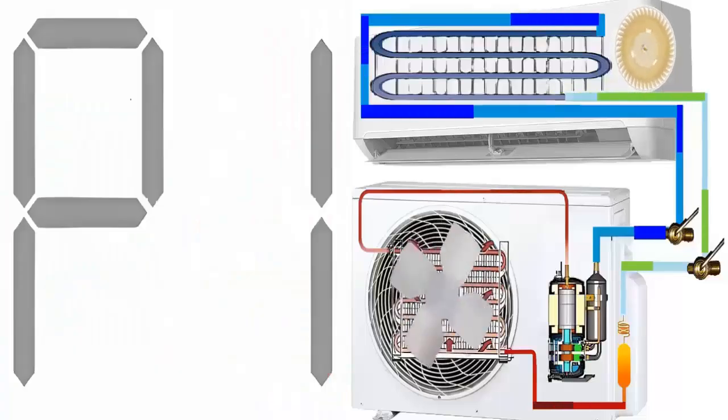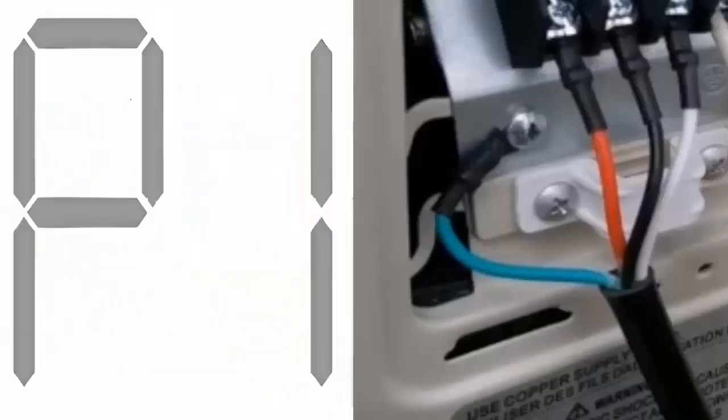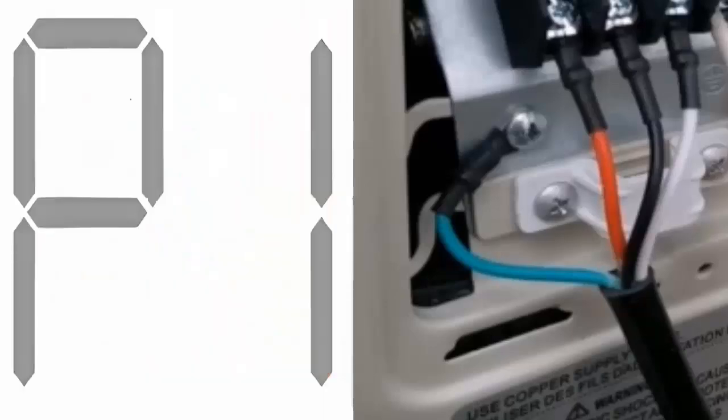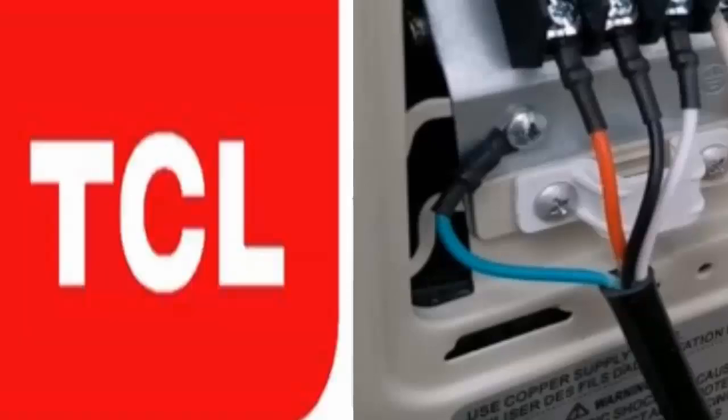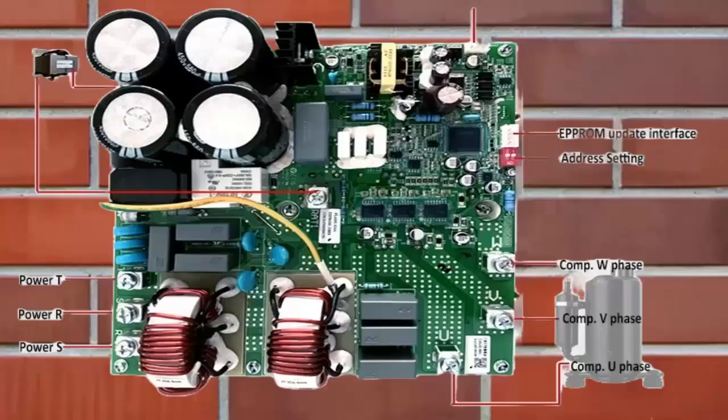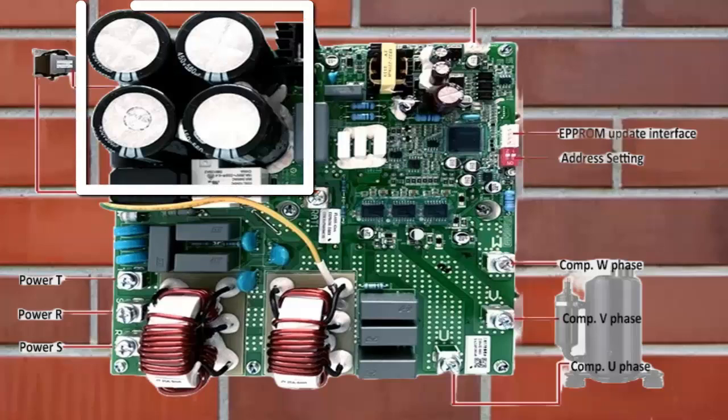5. Ensure that the power supply electrical connections are firm and in good condition. 6. If everything seems to be in order, check the outdoor unit's electronic board. Perform a visual inspection of the high-power electrolytic capacitors. If you detect any defects, they should be replaced.